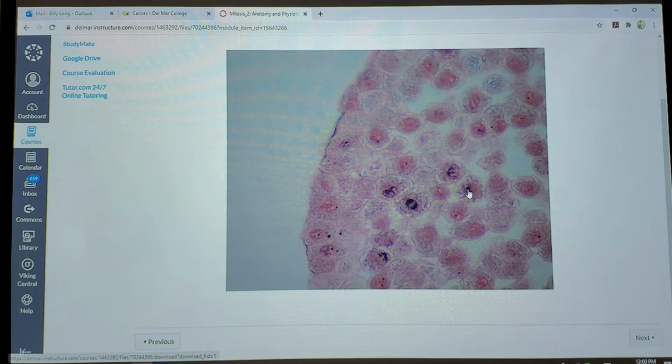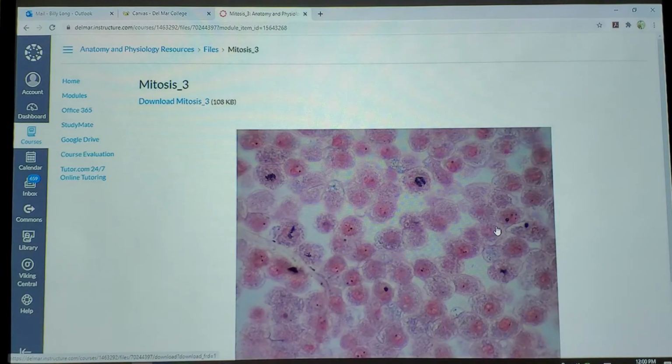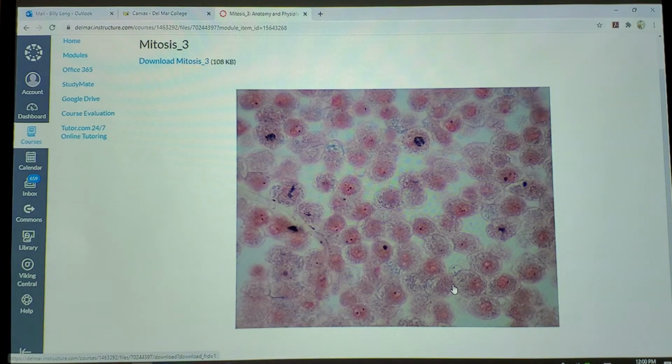This is probably metaphase, but it's a weird angle, so I wouldn't ask you that one. But on this slide, I might ask you, please identify the phase of mitosis at the pointer, and you would say anaphase. This slide shows you several phases again.